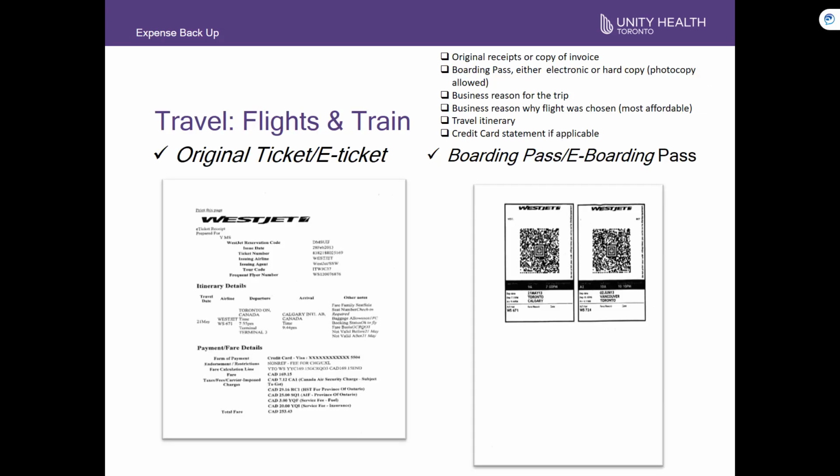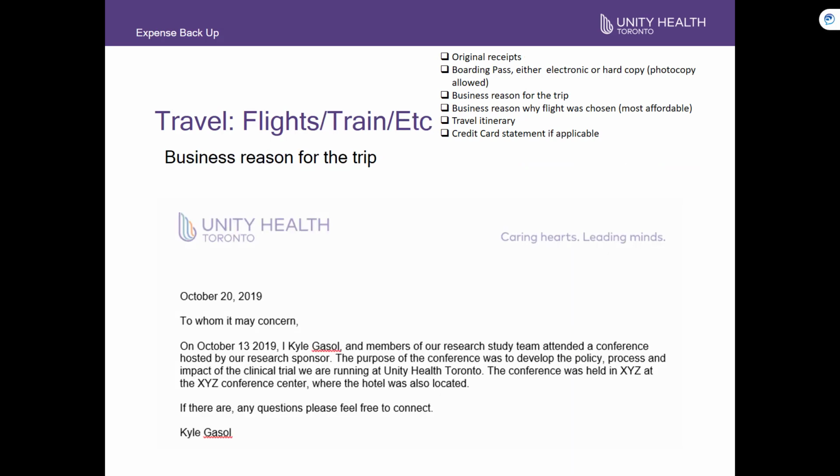For travel, including flights and train, ensure you include the original receipt or a copy of the invoice, boarding pass, either electronic or hard copy, business reason for the trip, business reason why the flight was chosen, a travel itinerary, and your credit card statement if applicable. The following is an example of an explanation for why the trip was incurred.